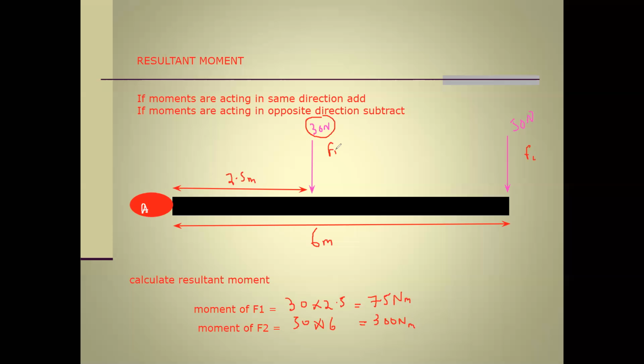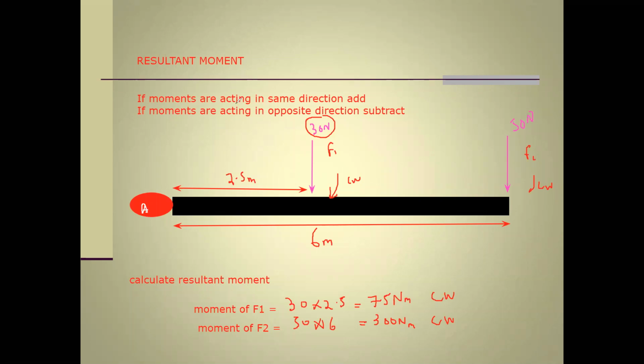What is the direction of the moment due to force 1? Which direction is force 1 causing a moment? Force 1 is causing a clockwise moment, and force 2 is also causing a clockwise moment. So this is clockwise, the second one is also clockwise. What is the resultant or the net moment?